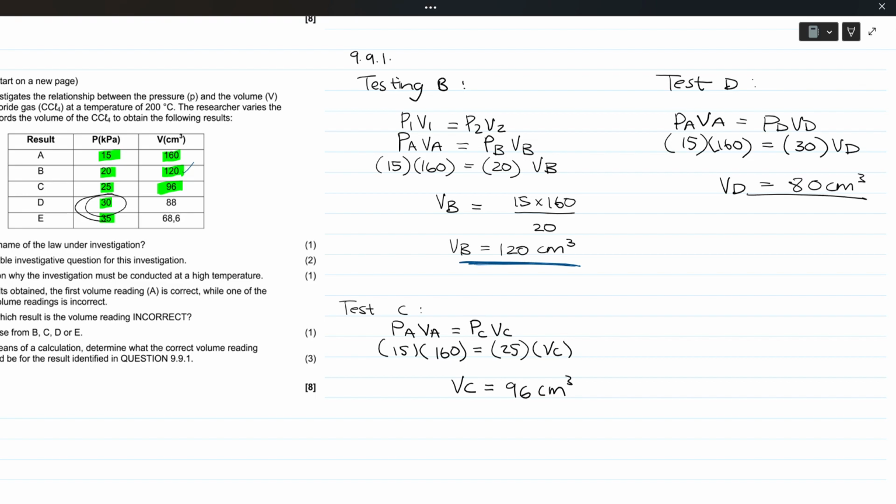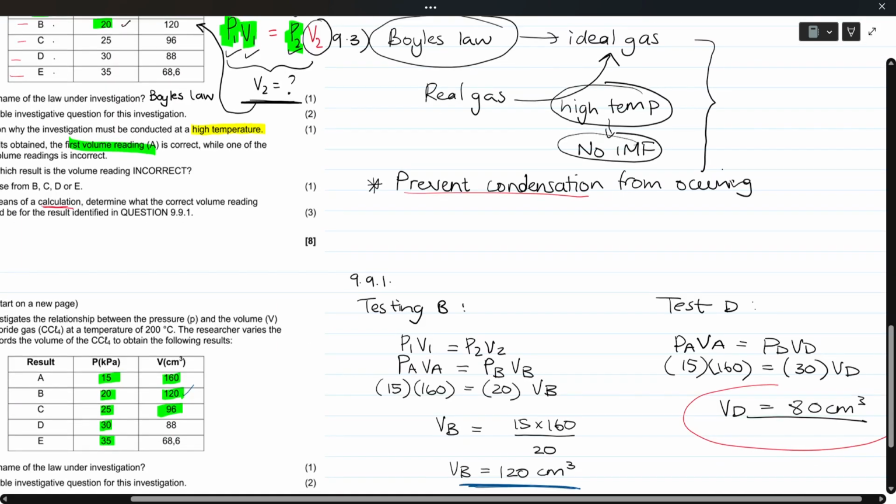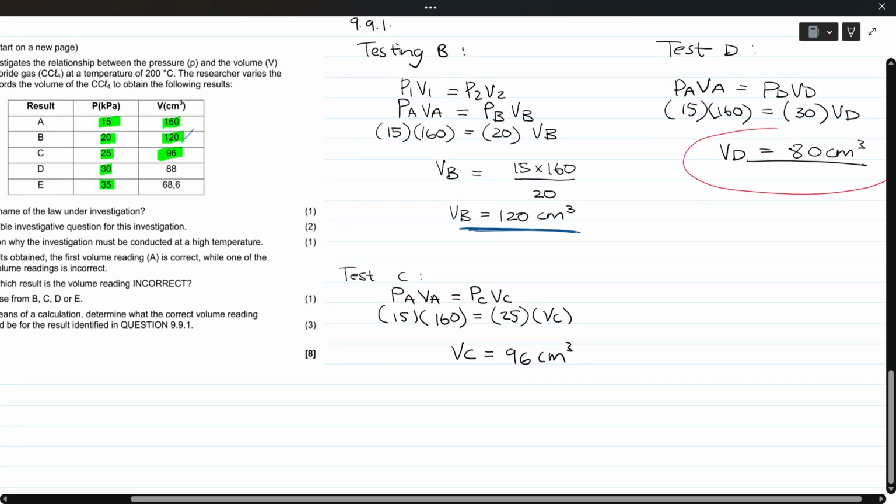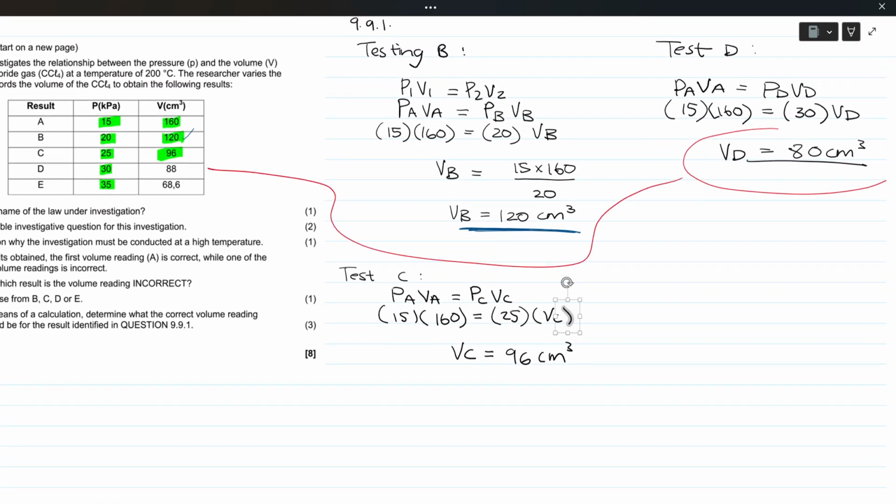Okay, now let's look at that value, comparing it to what we have on the table. We've got 80 centimeters cubed from the calculation. But if we compare to the table, here we've got 88. So definitely this is not looking right. Okay, so we'll mark this as the incorrect one for now.